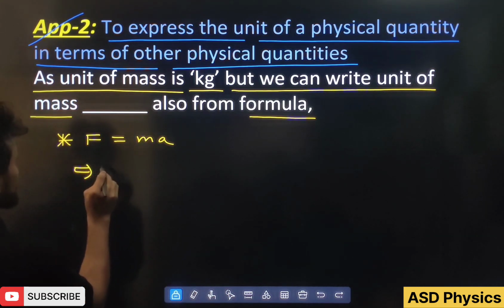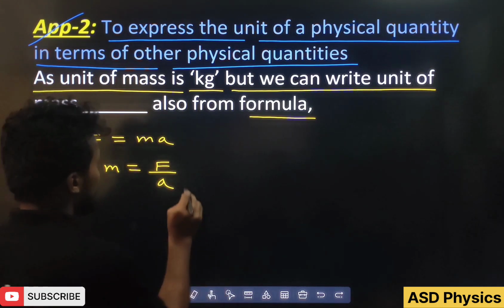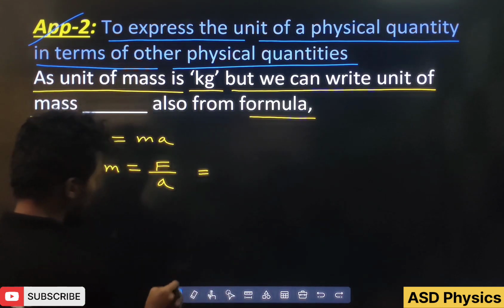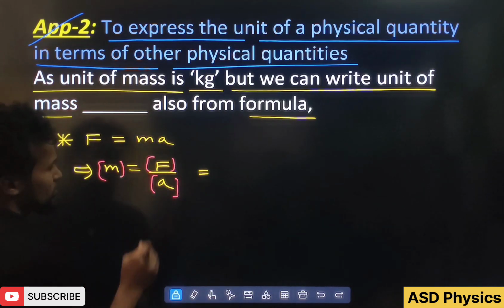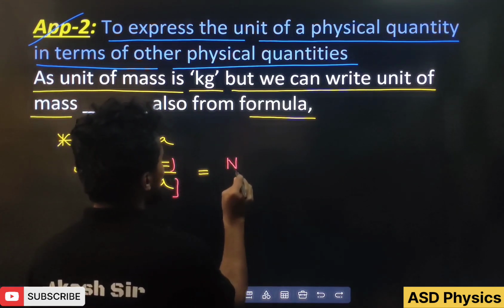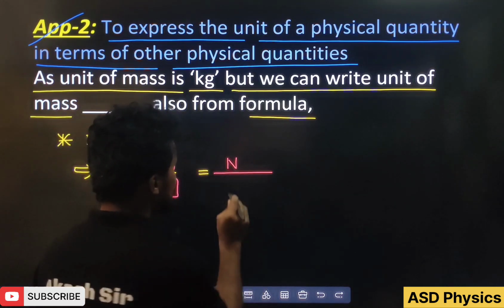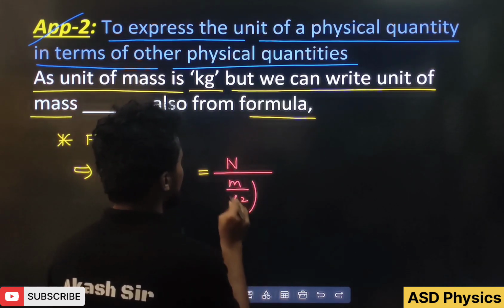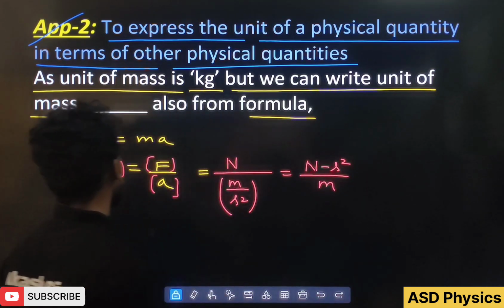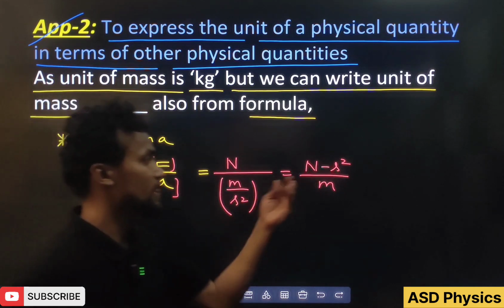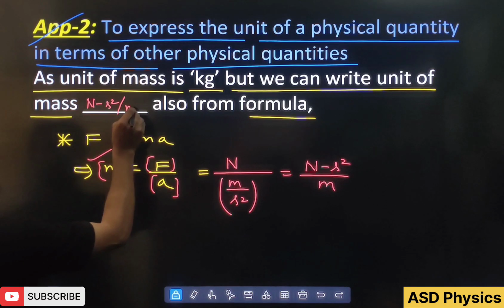So from here, m will become F by a, correct? F by a. Now if we write the unit, in the big bracket, the unit or dimensional formula. Force means Newton, and acceleration means meter per second square. So even you can write Newton second square by meter. So the unit of mass, we can even write as Newton second square per meter.